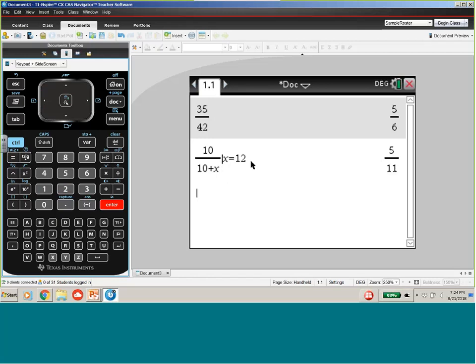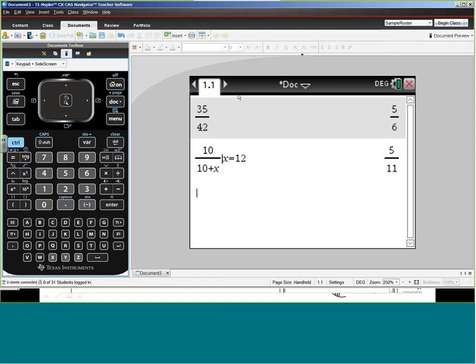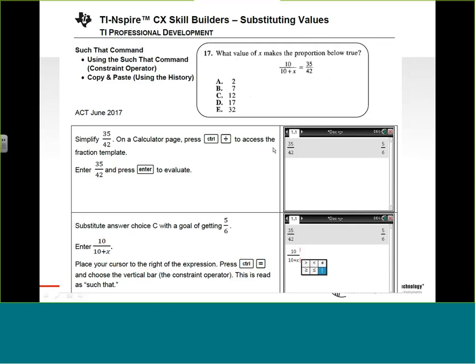Now, one thing I really like about doing this, if you want to substitute a lot of values in pretty quickly, you can copy and paste that. But first thing I want to ask is, if 12 doesn't work, we got an answer of 5/11 instead of 5/6. So our answer was too small. We need a larger ratio. So we need that denominator to be smaller, actually. So I think we can probably eliminate 17 and 32, maybe try 7 and 2 there.